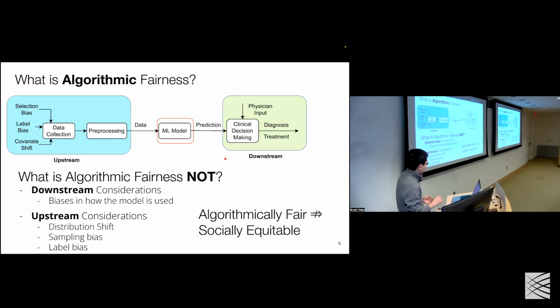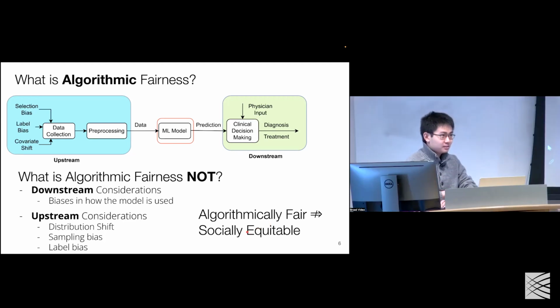So to give the caveat, a model that is fair, according to the definitions that we will see, doesn't necessarily mean that it's socially equitable or has maximum welfare or something like that. It's simply that the ML model has some behavior that we'd like to have. Okay. So that's the algorithmic side of algorithmic fairness. What about the fairness side?